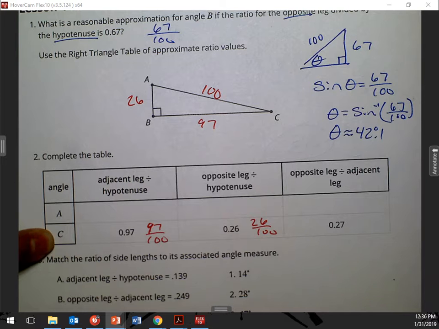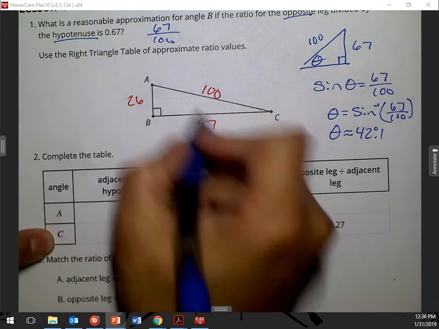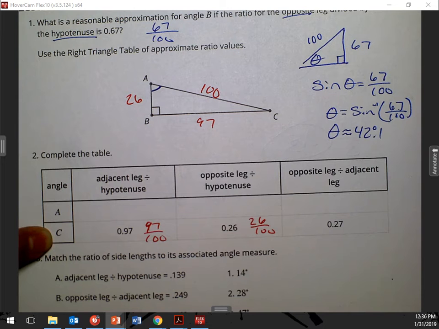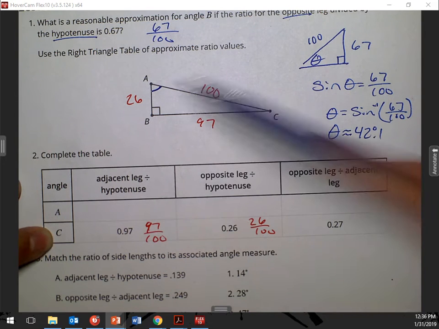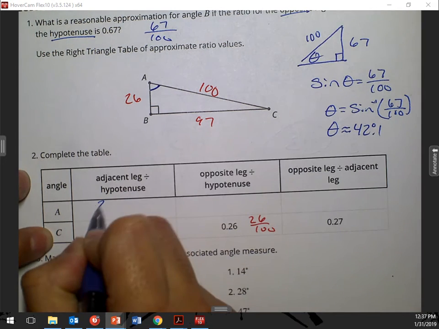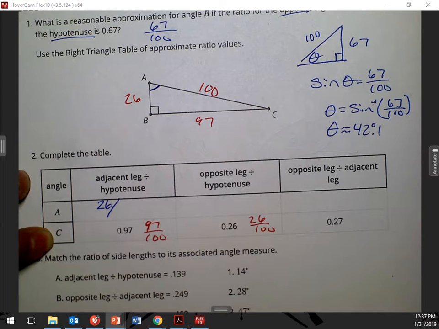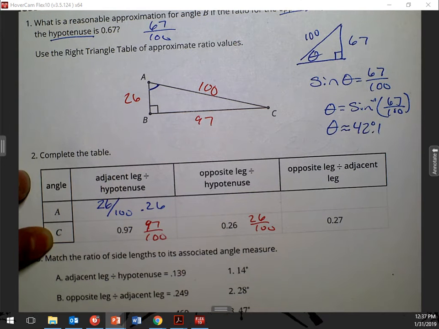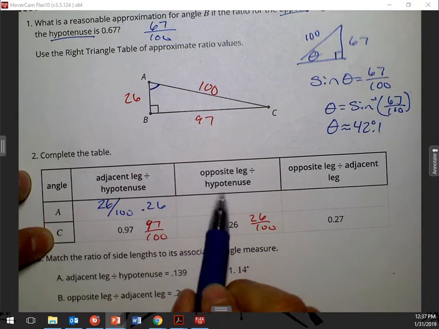Now we're going to look at it from A instead. So from A, that's my new reference angle. What is adjacent to A? Give me the number. 26 over, what is the hypotenuse? 100. So what is my decimal going to be for that? 0.26, right?